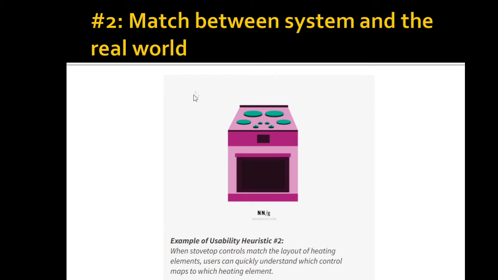So here's an example of matching the system and the real world. These are stove controls, and they match the layout of the heating elements. That's why this control is for this one and this control is for that one. So it matches the layout, and users can quickly understand which control maps to which heating element. Rather than having them maybe in a straight line, this one is better because it matches the layout of the heating elements. So that's an example of applying this rule.